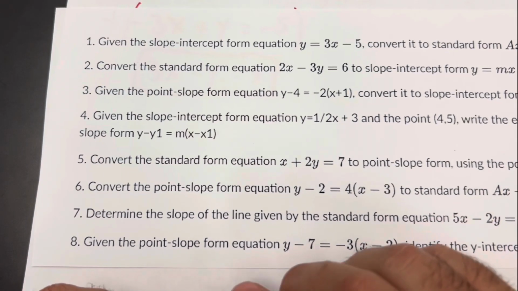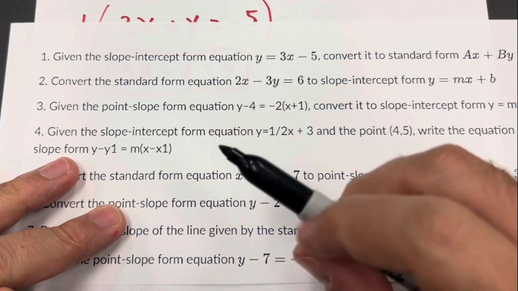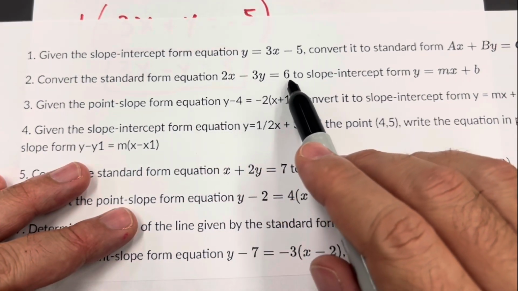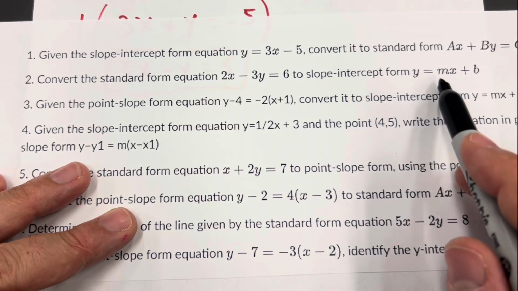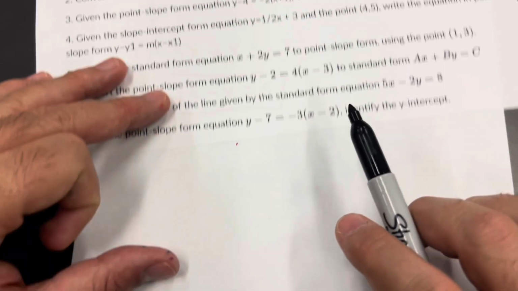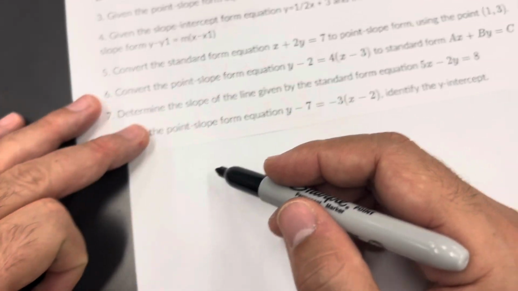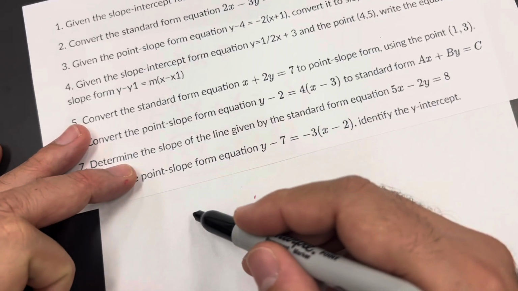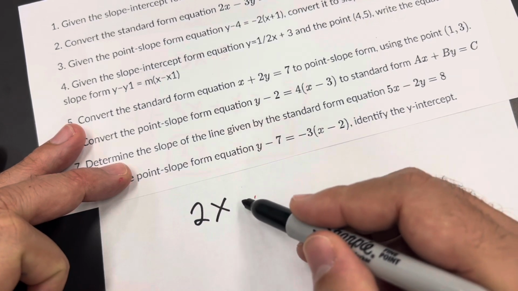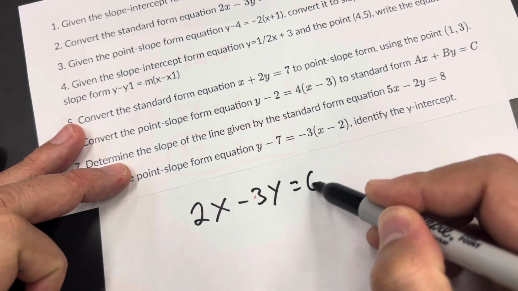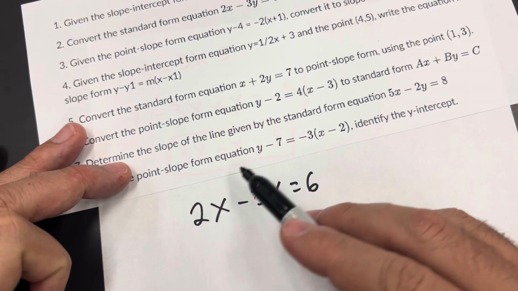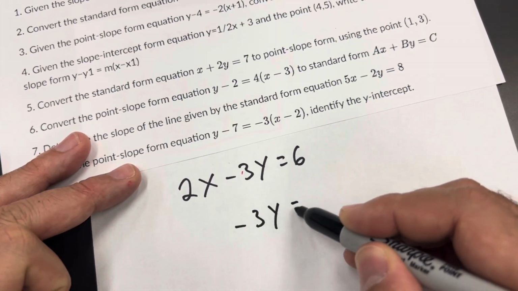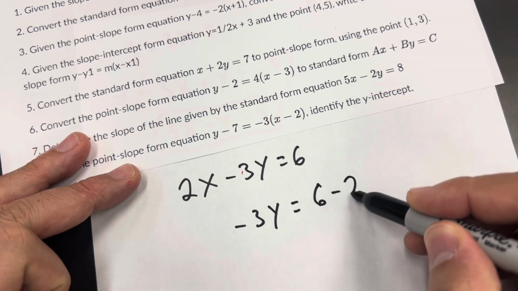So number 2, convert the standard form equation 2x minus 3y equals 6 to slope-intercept form. Now we're going to do the inverse process. So we have now 2x minus 3y is equal to 6. What I will do is move the 2x to the other side, so it will be minus 3y is equal to 6 minus 2x.